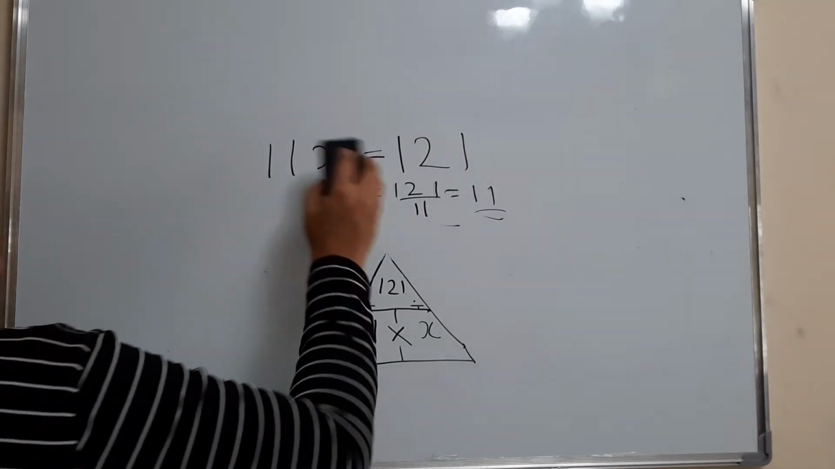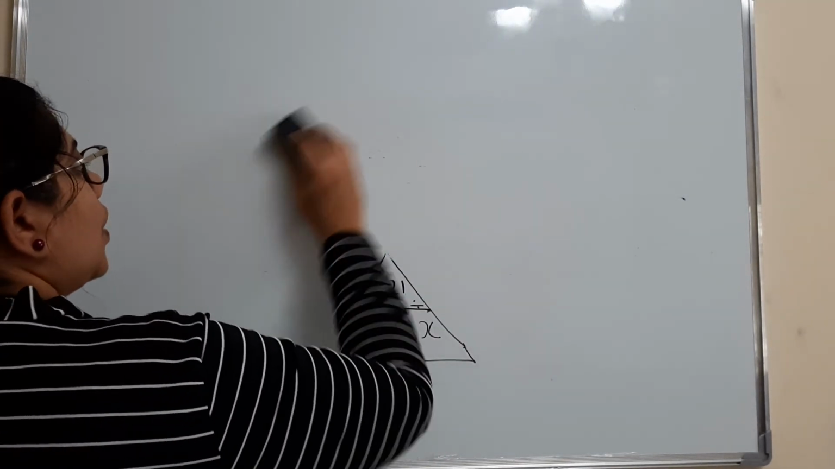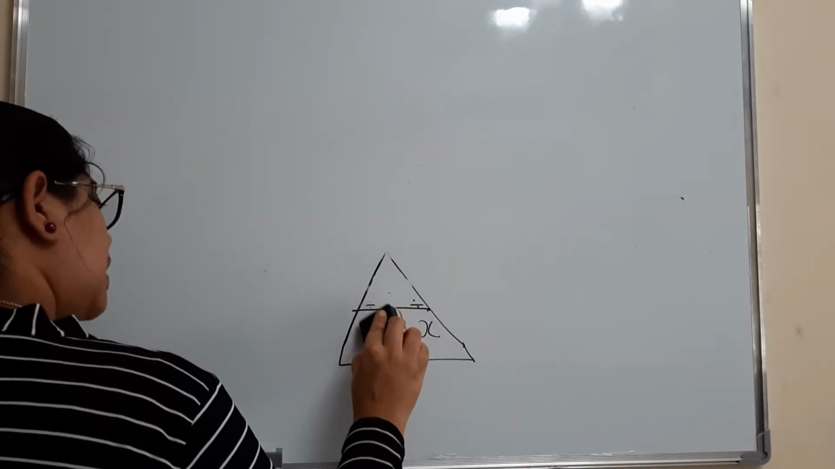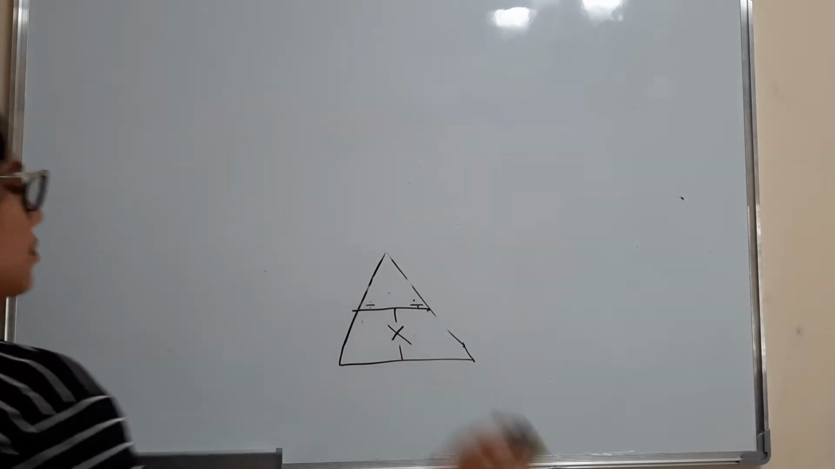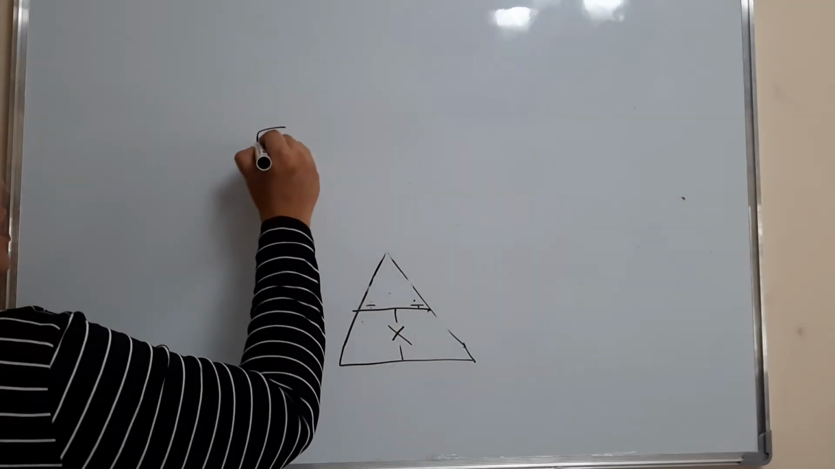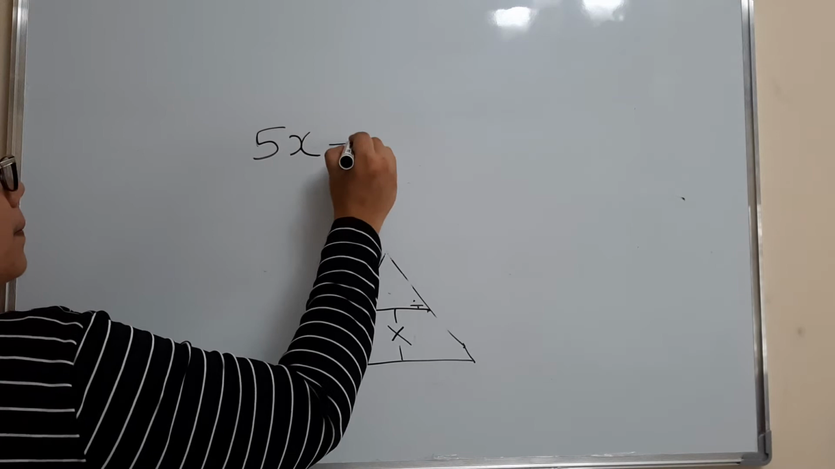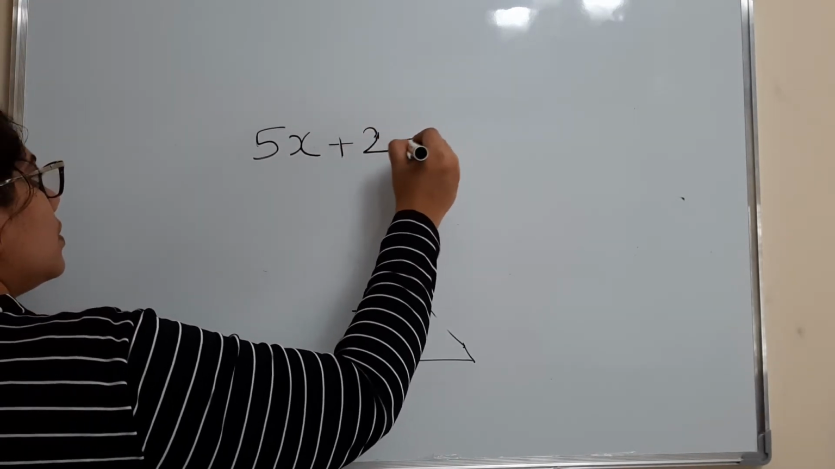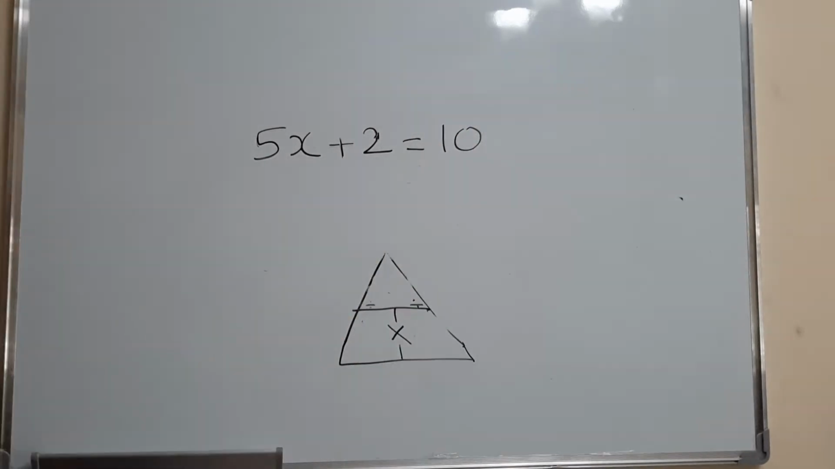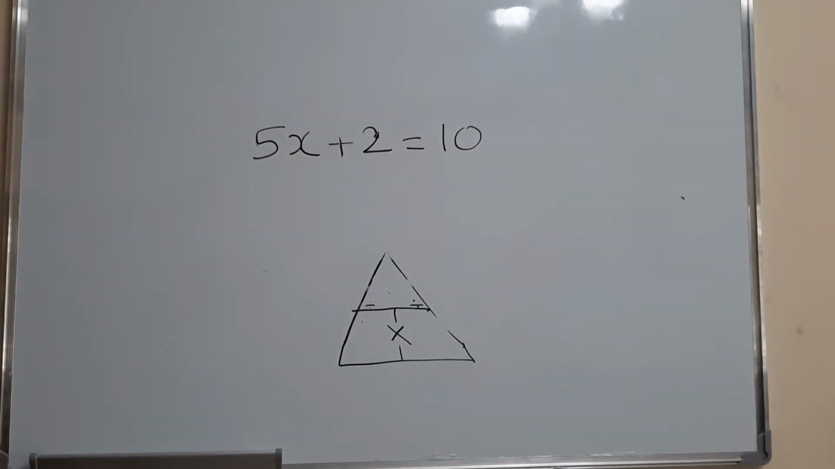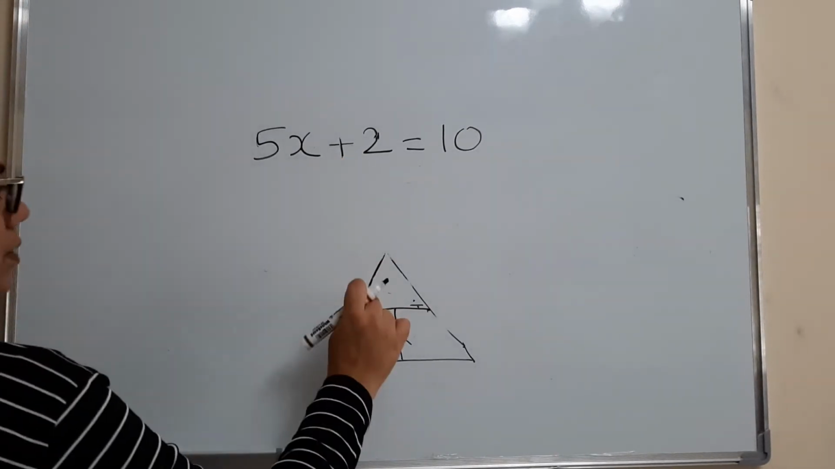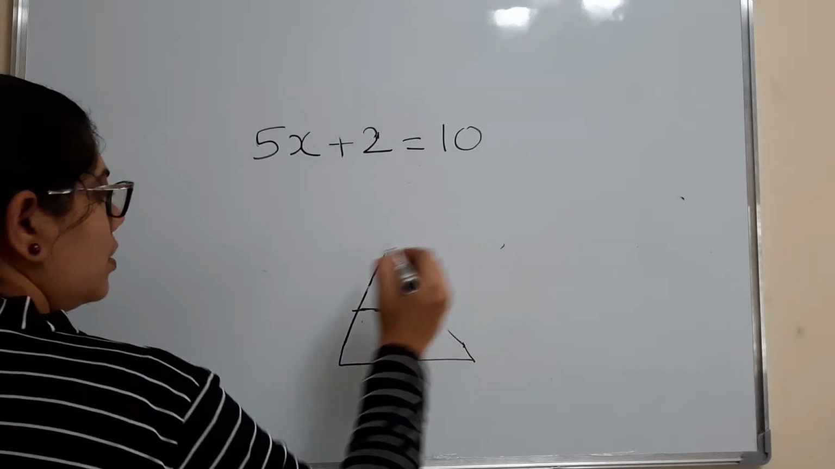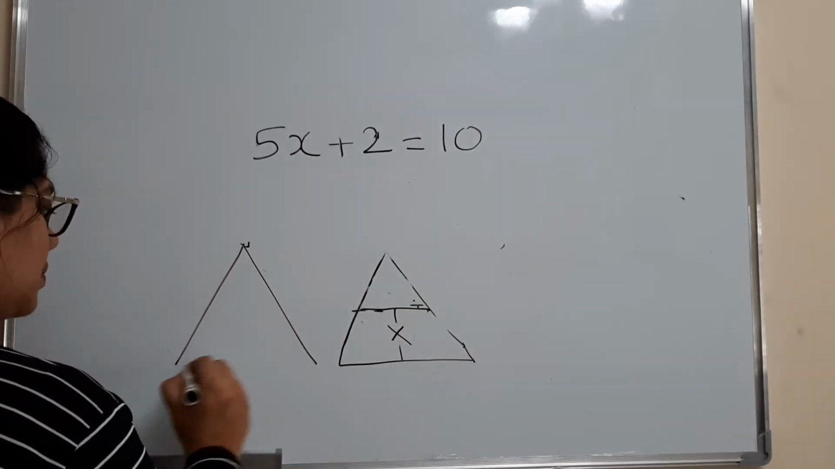Now next, when the addition and multiplication comes, how will we do? Let's see. 5x plus 2 equals 10. The question is like this, how will you do? So first step, addition. So we can do 2 magic triangles so that I don't want to erase it every time.